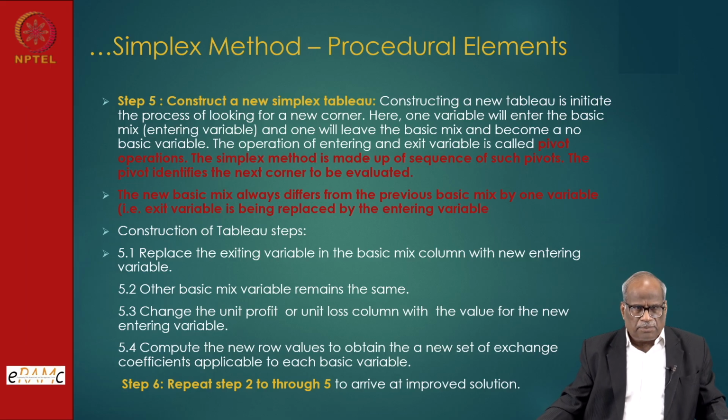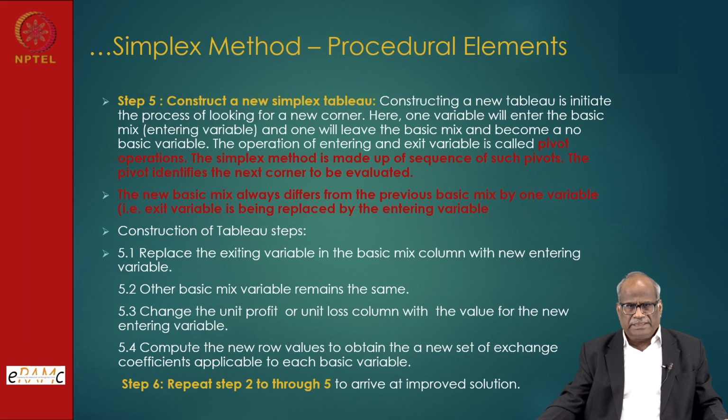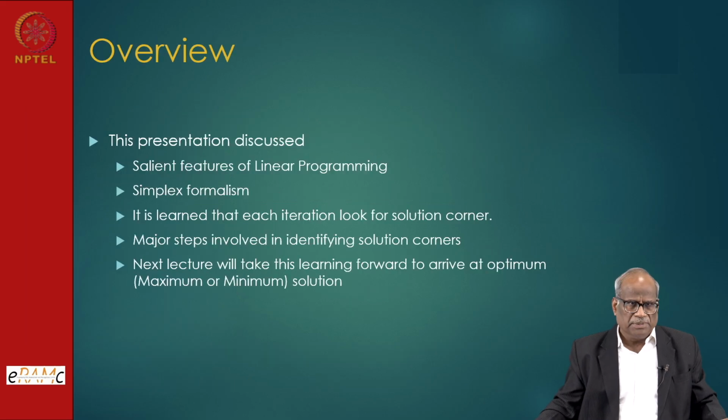Construction of the table: replace the existing exiting variable in the basic column. Let us say X1 will replace SL or SW, while the other basic mix variables remain in the same place. Change the unit profit column with the value of the new entering variable. Compute the new row values to arrive at the new set of exchange coefficients. So again the exchange coefficients, and repeat steps 2 to 5 till you arrive at an optimum solution. So this is the basic algorithm for the simplex method.